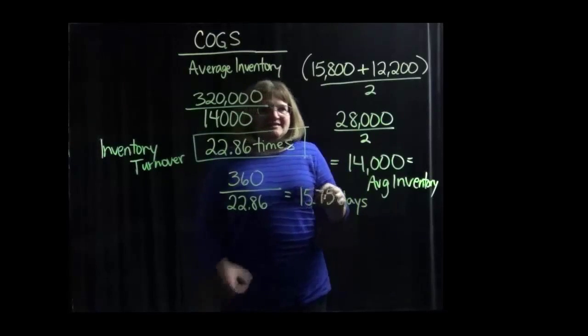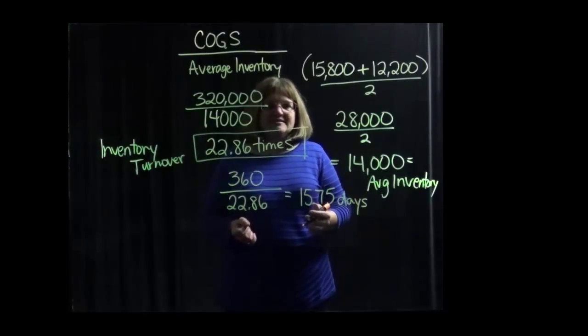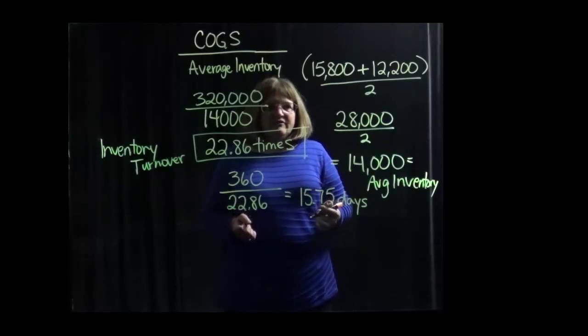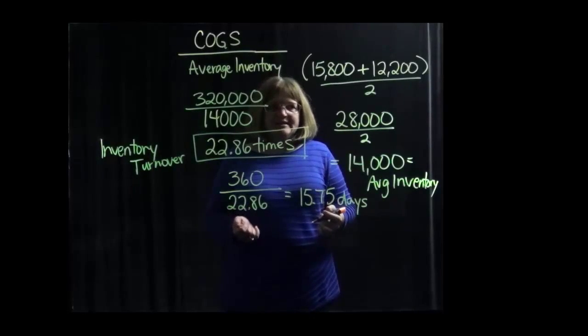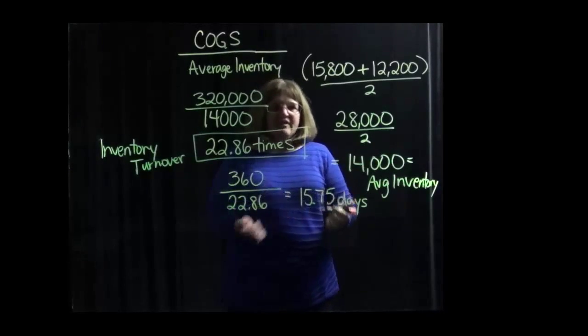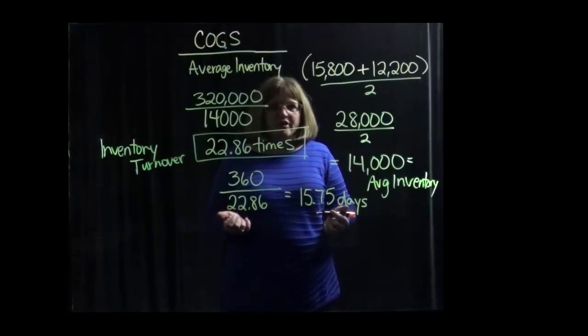And that means it takes approximately 15.75 days for the company to sell that average balance of inventory. And again, whether that value is considered good depends in part on what industry the company is in. To have 15.75 days worth of milk on hand would not be all that good, as some of that milk is bound to spoil before it is sold.